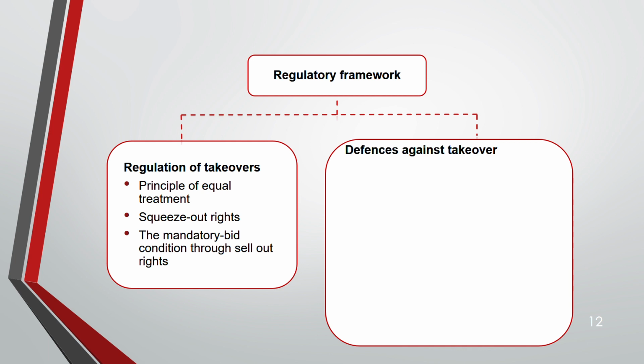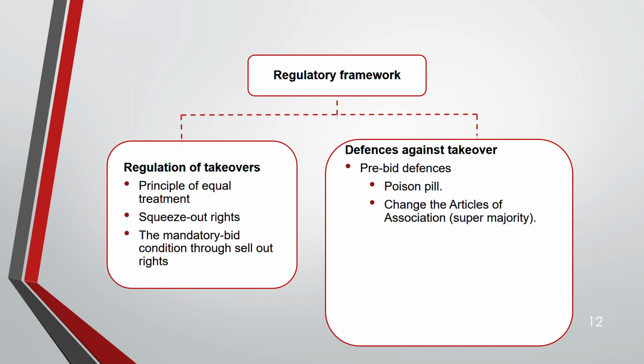Then we went through defense against takeover, pre-bid and post-bid. Pre-bid defenses are the poison pill: you make yourself less attractive by selling out your assets or selling your shares to the existing shareholders, giving rights issues. Change the articles of association by saying that now you require a major proportion of shareholders to vote for the takeover. Otherwise, the takeover will not take place.